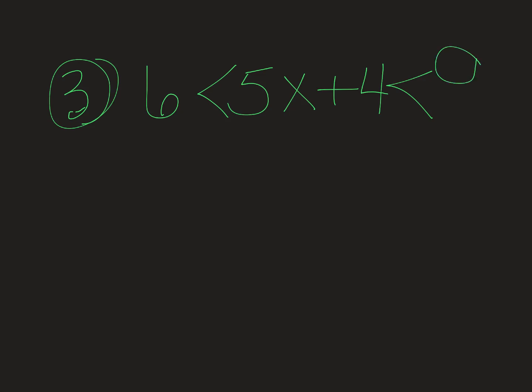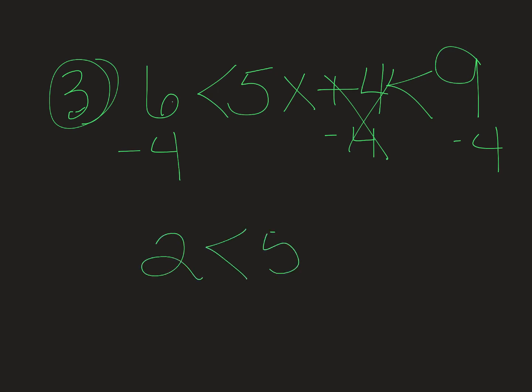So number 3. Oh, wait a minute. I've got to work it. Number 3 is 6 less than 5x plus 4 less than 9. What's the first thing I'm going to do? I'm going to subtract 4 from all sides, right? Okay, that cancels. 6 minus 4 is what? 2 less than 5x less than 9.